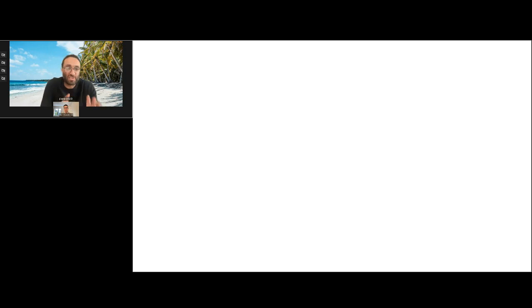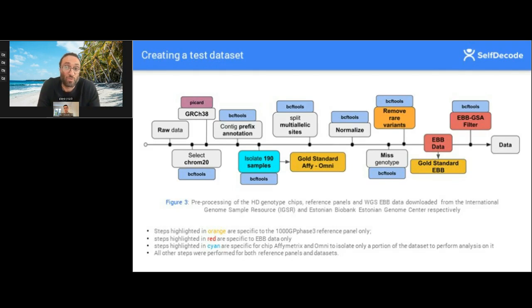Now, let's go to something we did with this. Since there are all these different tools and all these different parameters, we wanted to figure out, okay, what's a good imputation tool? What's a good phasing tool? What's a good reference set? Let's test all these out.